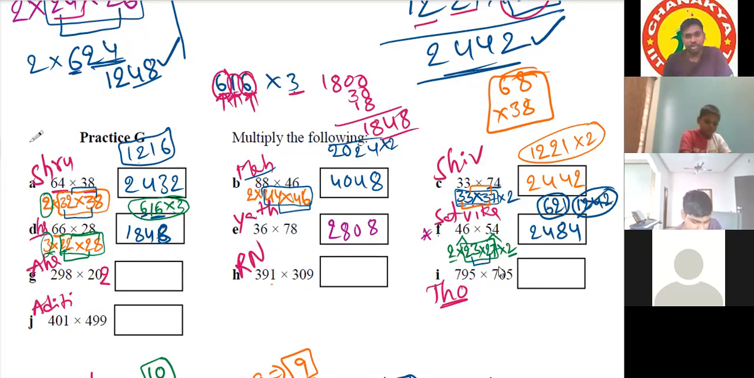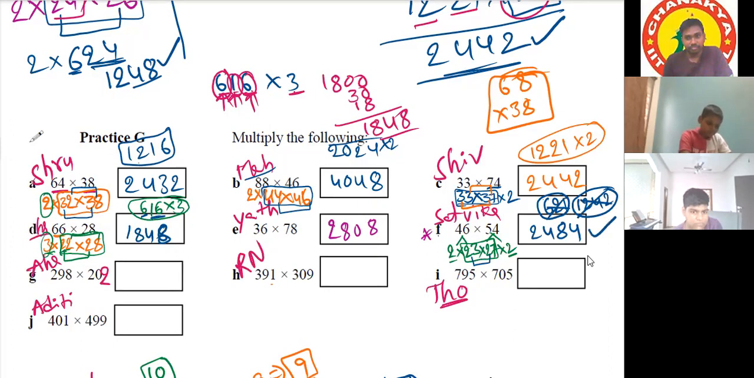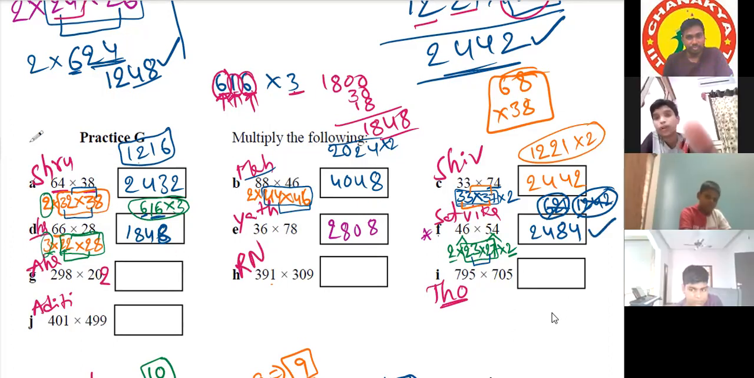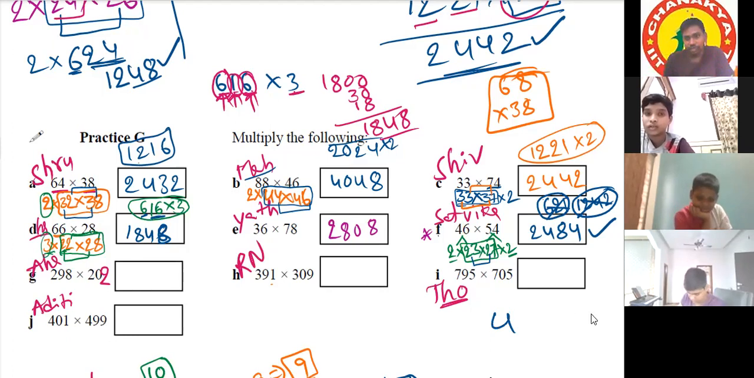You can ignore intermediate answers. Sir, I didn't understand. No, Pranav. Sorry? These questions are all tricky. Understood, sir. Yes. So sir, 46 into 54, that is the given question.